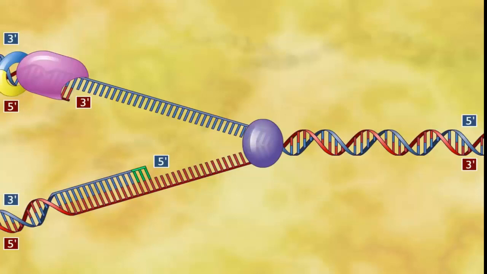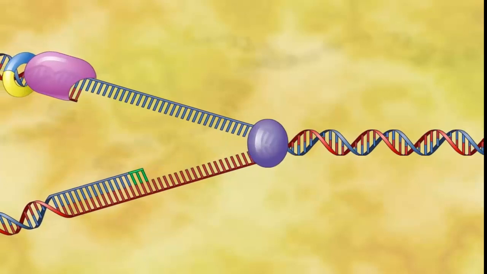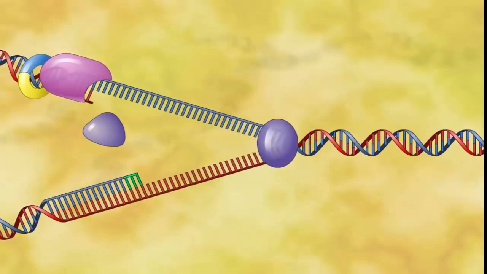DNA polymerase can only join nucleotides in the 5' to 3' direction. On the leading strand, the DNA polymerase continues to move towards helicase. On the lagging strand, this process must occur in small 5' to 3' segments as more lagging template is exposed. This representation of lagging strand synthesis has been simplified for clarity.